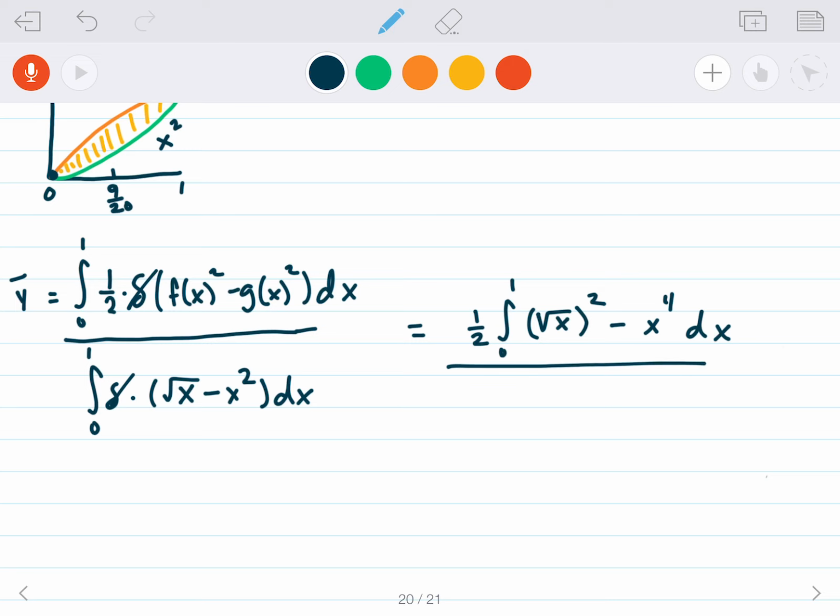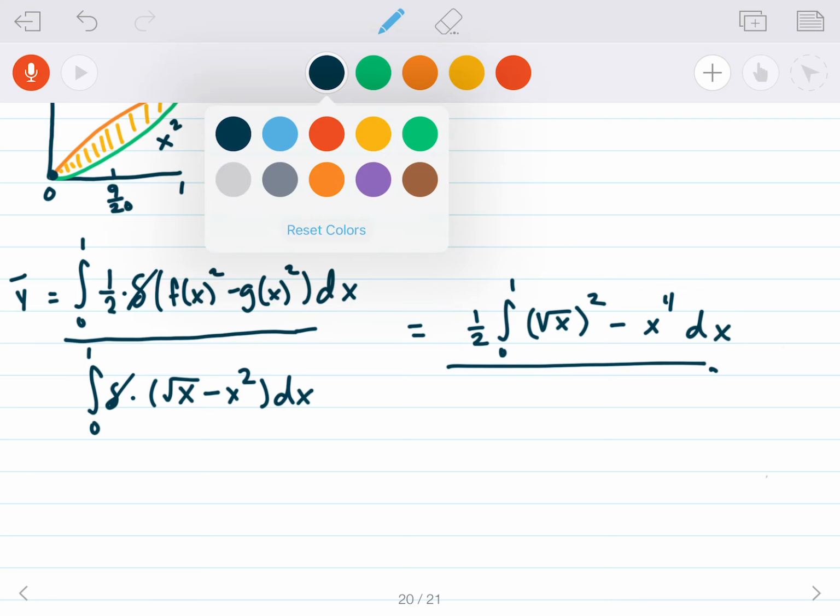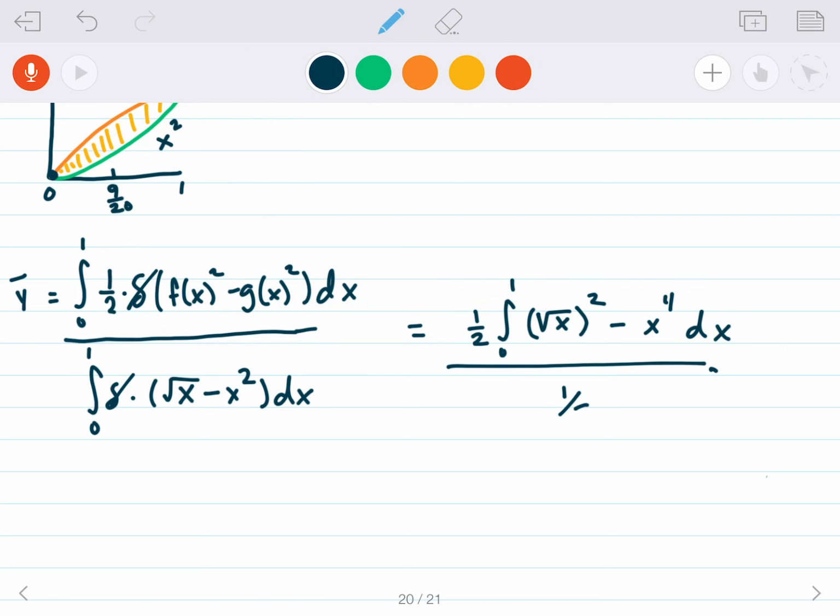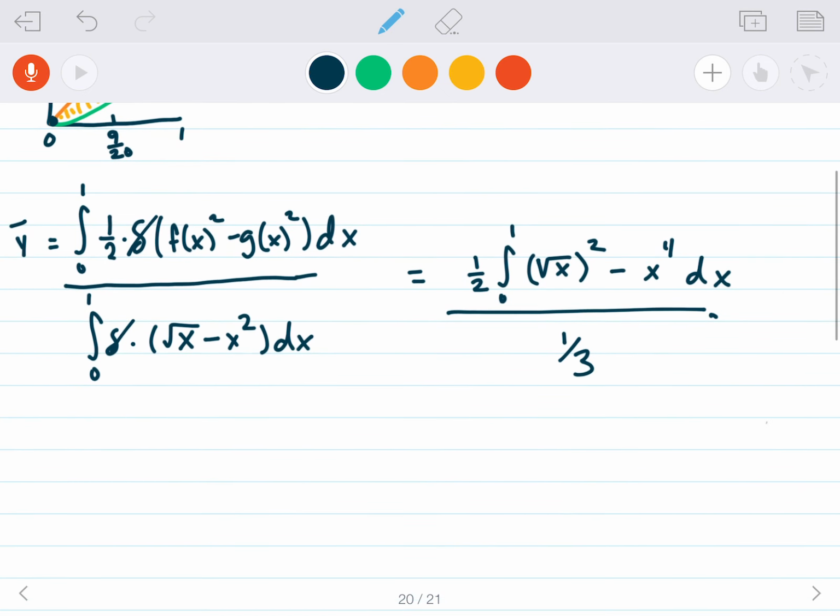Now the bottom, we already found in the previous problem, so I'm just going to basically copy it down here. In the previous problem, the bottom was 1/3 when we evaluated that integral. So I'm just going to put it down here to save some time because we already did that. Okay, so now what's cool is the square root and the square are going to cancel each other out on top. And we get x minus x to the 4th dx over 1 over 3.